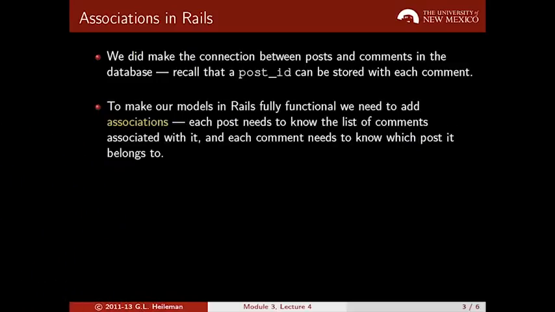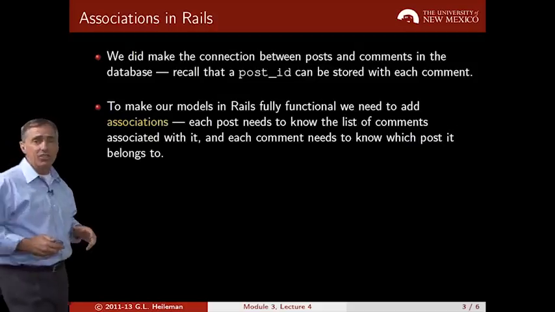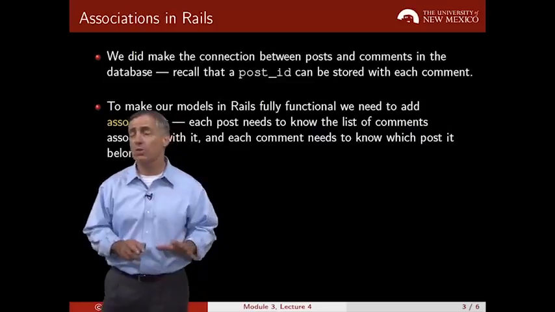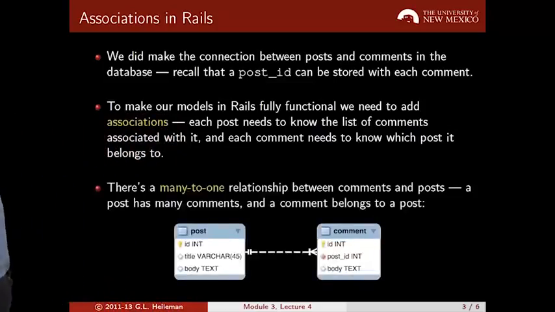So to make our models in Rails fully functional, we need to add associations to the models. In other words, each post needs to know the comments that are associated with it, and each comment needs to know which post it belongs to. And we do that with associations. In this case, there's a many-to-one relationship between comments and posts. A post has many comments, and a comment belongs to a post is the way you should think about this.